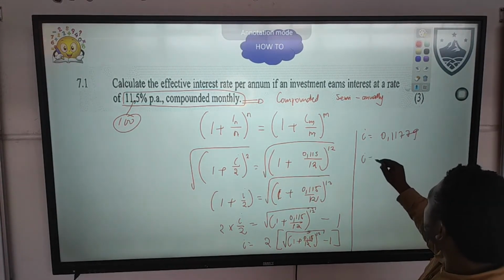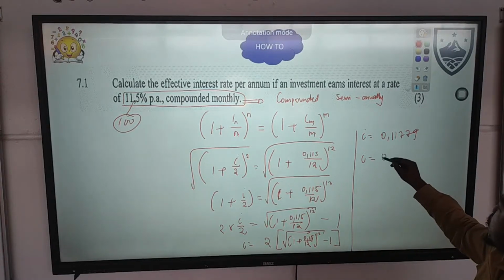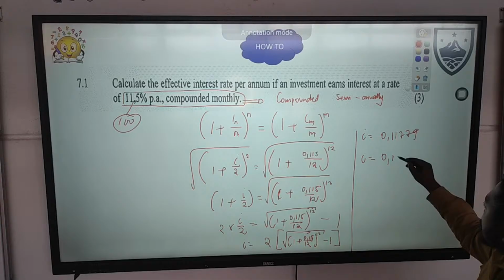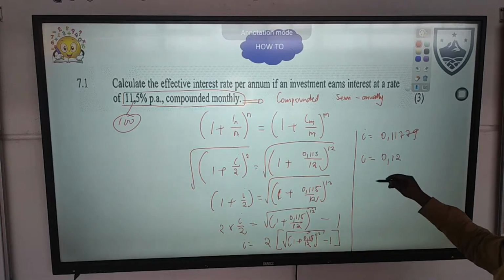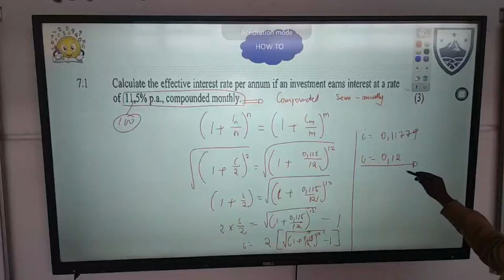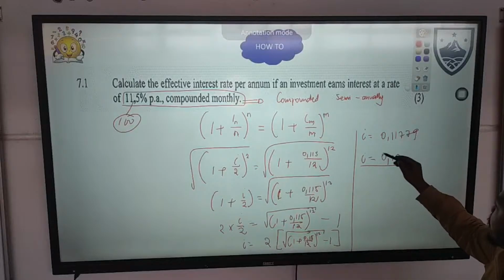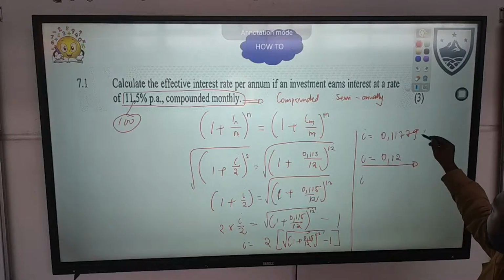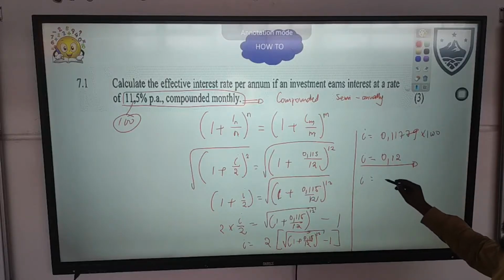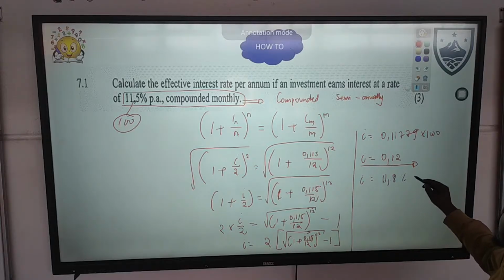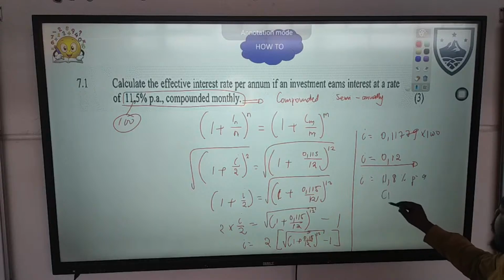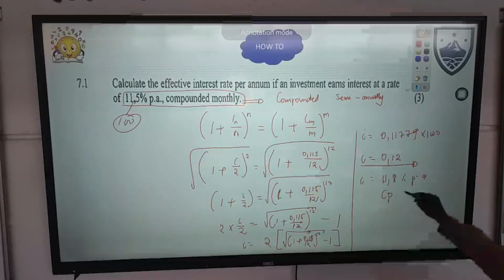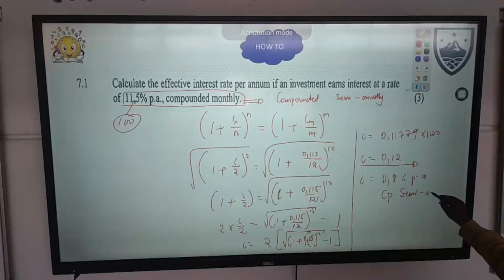0.11779. So to 2 decimal places it will simply be 0.1, and then this will be 2. But if I want to compare it with the other two, just to see, I'll take the 3 decimal place because that's already in 3 digits. So if I multiply this by 100, it will be 11.8% per annum. CP will mean compounded semi-annually.